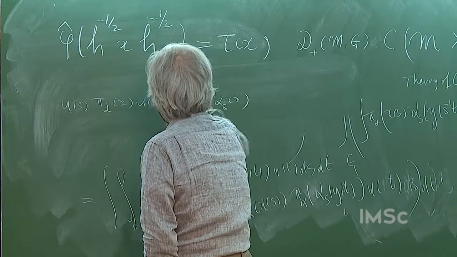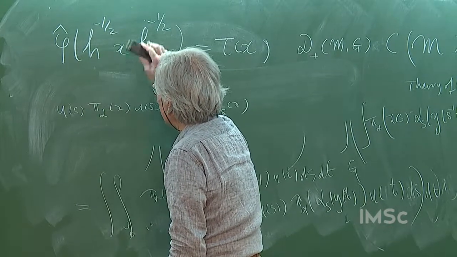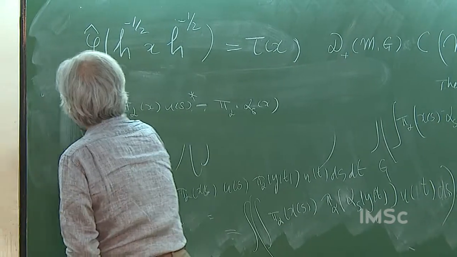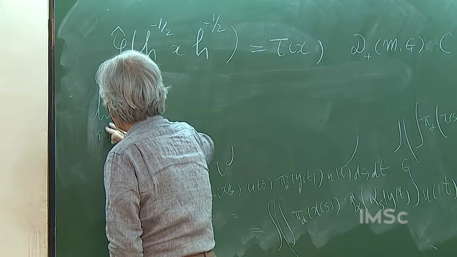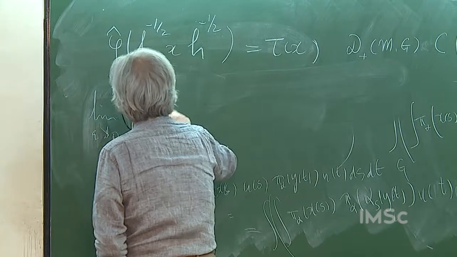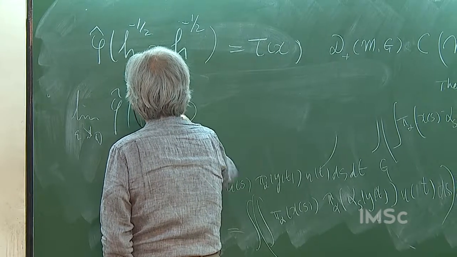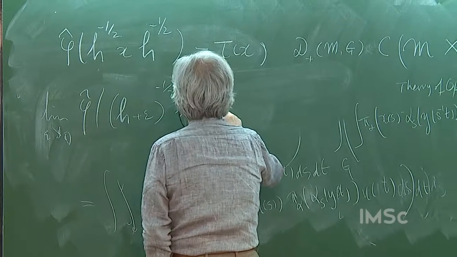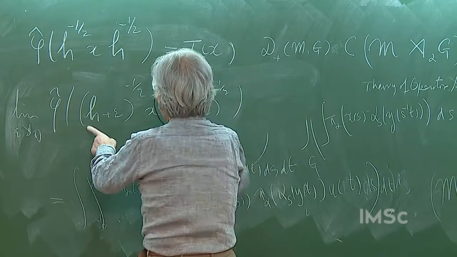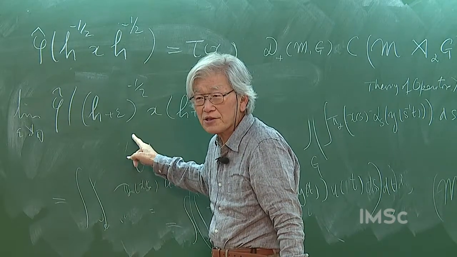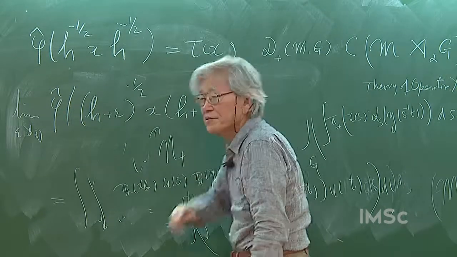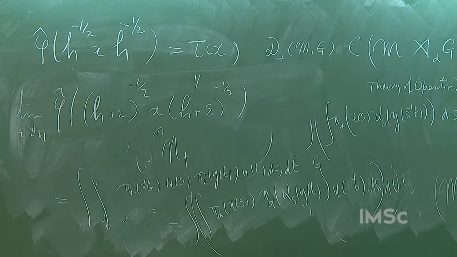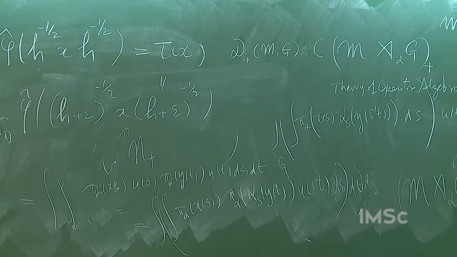Okay, so then what happened? Well, of course, this H is unbounded. What you usually do is a usual formal trick: you take H plus epsilon to the minus 1/2, times x, times H plus epsilon to the minus 1/2. Then everything is bounded, and this is now inside the n plus. So the limit is this one. What is H? H is the generator, the analytic generator of that one-parameter unitary group U of t.